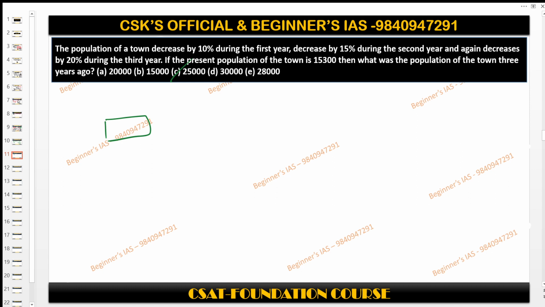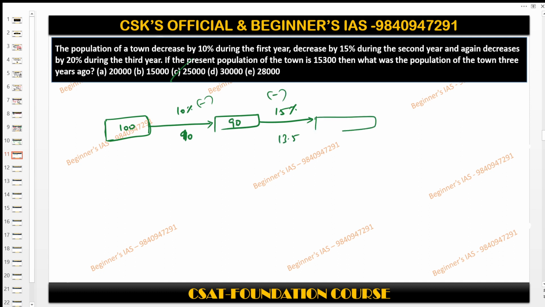So what have you done here initially? You are taking this one as 100. Then it decreases by 10%, so 90. Here 10. Therefore 90. Then a 15 percent decrease means 13.5.